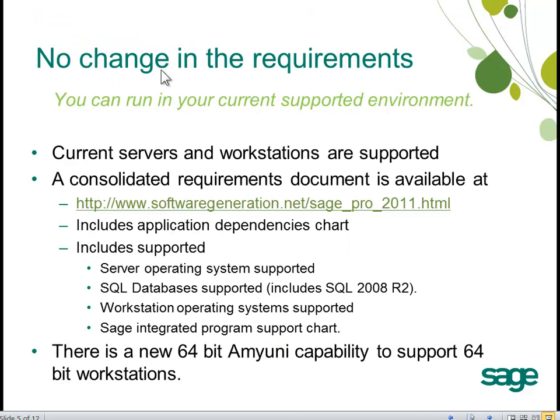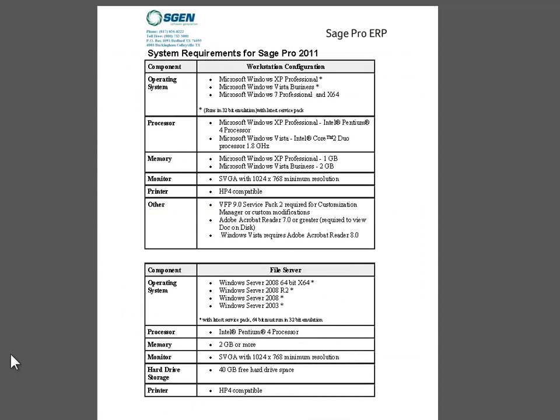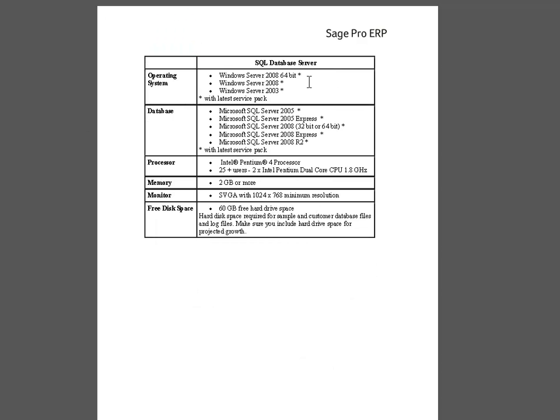Okay, there's no significant change in the requirements from version Pro 7.6 or 2010. If you are running a recent version, you shouldn't see any significant changes in the requirements. And there is a requirements document. It covers the system requirements for the workstations, the file servers, and for the SQL database server if you are running on the SQL platform.